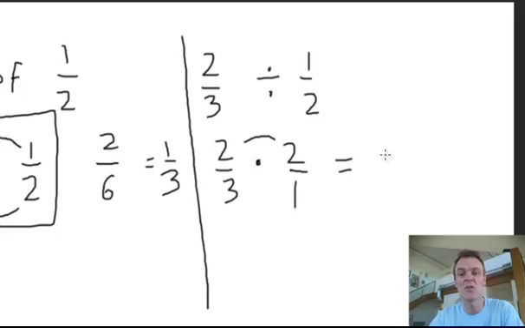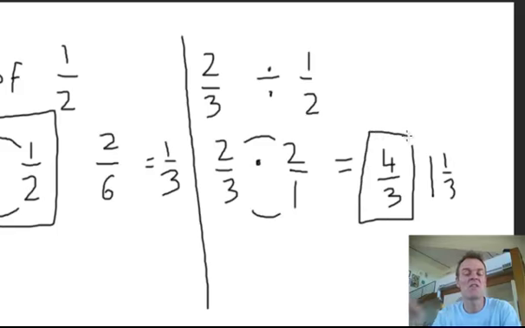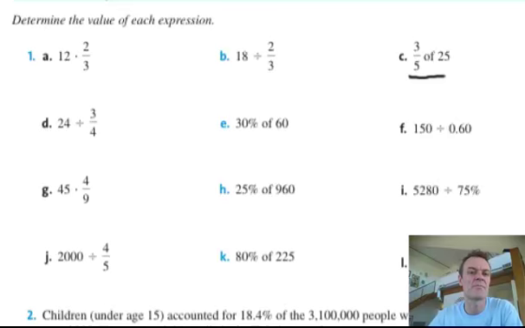What's 2 times 2? It's 4. What's 3 times 1? It's 3. So there we go, and that's the answer. If you had to write that as a mixed number, that's 1 and 1/3. But for now, that's fine. So there's a very quick multiplication and division of fractions. Let's go back to this other paper.